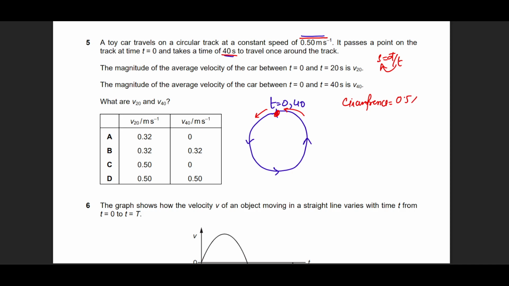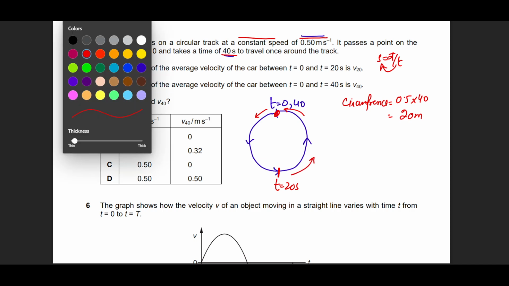So 0.5 multiplied by 40 gives me an answer of 20 meters, which means that the length of path is 20 meters. Now, the next question he asks is the magnitude of velocity between t0 and t20 is v20. Now, I can relate to this answer that if this is a constant speed, then at this point, it would have reached after 20 seconds, have passed by, and in the next 20 seconds, he would have gone by to the next half of its journey.